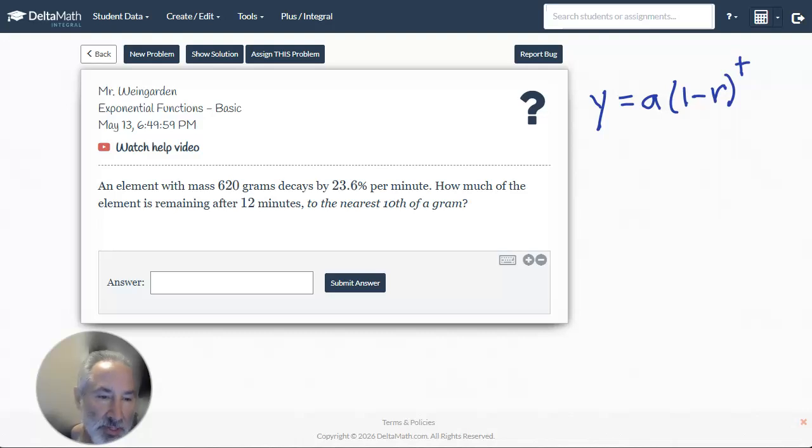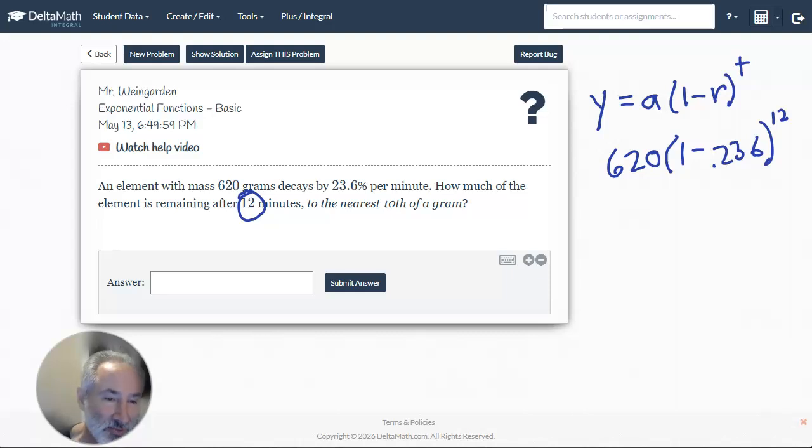And again, we're being given the beginning amount. That'll be a. So that'll be 620 times 1 minus, convert that percent to decimal, 0.236. And raise it to the power of 12. Now, I will be honest with you. When you're doing more advanced math, if you go and take a financial math class, you may or may not be able to just use this number in your equation. It just depends on whether the unit matches.